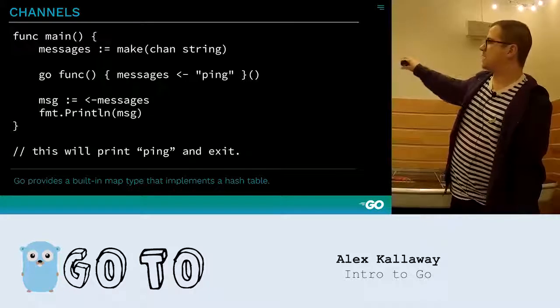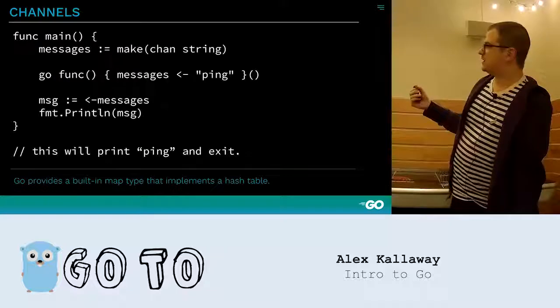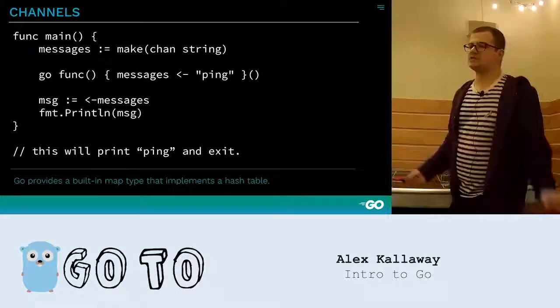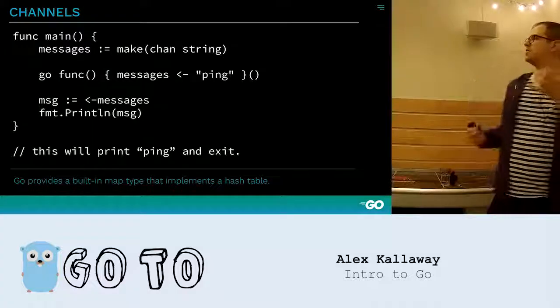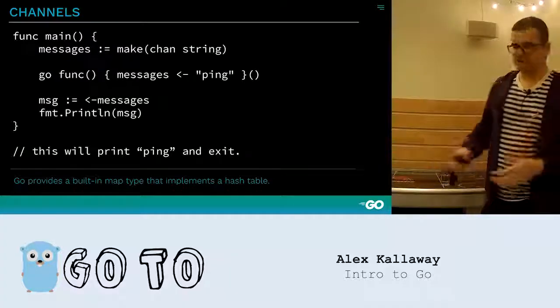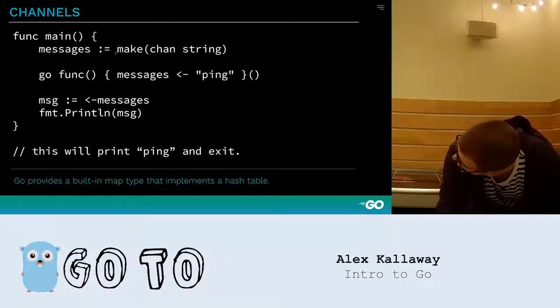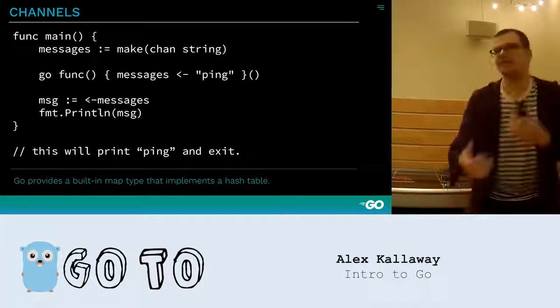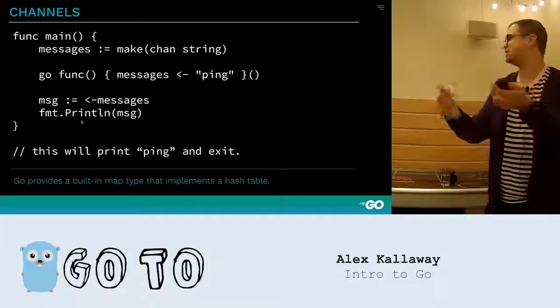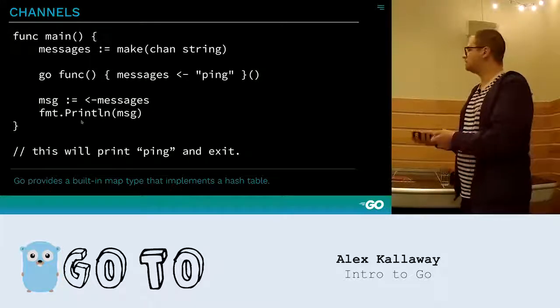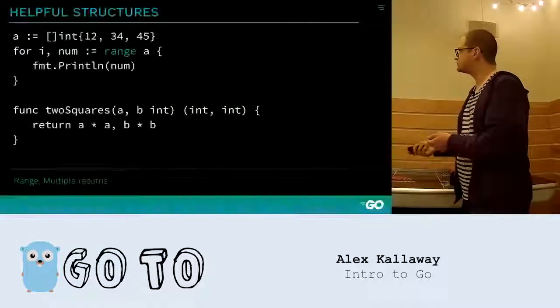Then we start a Go routine right there, and all it does is send a message back to the channel called messages, and this part won't do anything until this has returned. So it kind of makes the main wait for it, and then it's being printed, and then we're done.